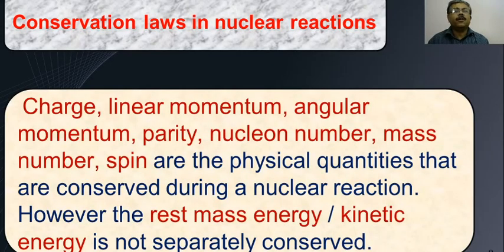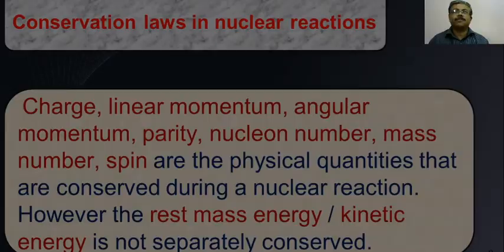Like all the various reactions in physics, we have conservation laws being satisfied in nuclear reactions too. What are the conservation laws in nuclear reaction? We shall see here. Now we know that in all the reactions we can see the conservation of charge, linear momentum, angular momentum, parity, nuclear number, mass number, spin. These are the physical quantities which are conserved during a nuclear reaction. However, the rest mass energy and kinetic energy are not separately conserved. Let us see how it is.